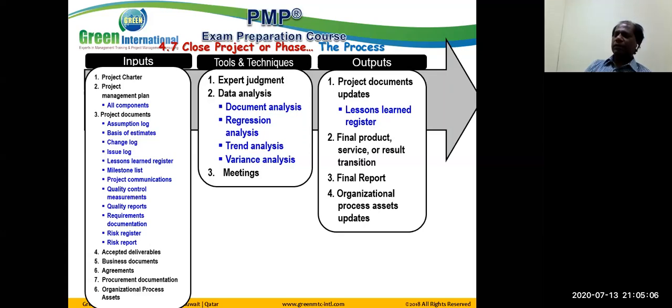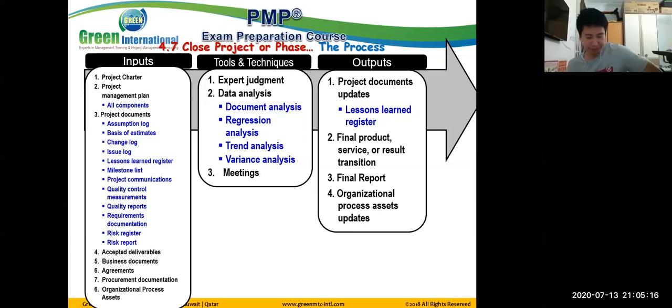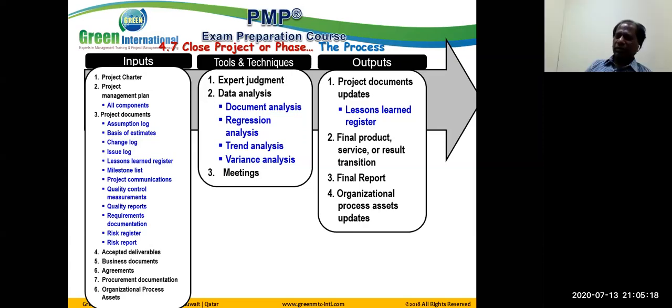Procurement documentation, what is this? Our letters, contractual letters, correspondence, changes made to the contract, performance reports of the sellers, right? The notices we issue to them. All this information is useful for us in performing the contract closure process. So we're taking procurement documentation, which is basically the result of the Control Procurements process.